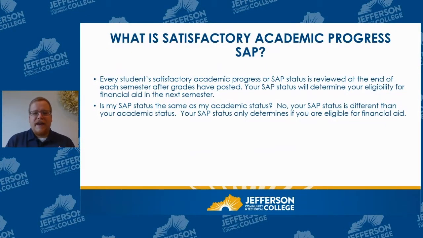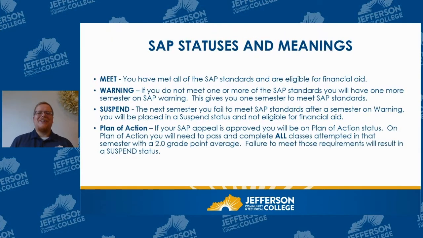Every student's Satisfactory Academic Progress, or SAP status, is reviewed at the end of each semester after your grades have posted. Your SAP status determines your eligibility for financial aid in the next semester. Is the SAP status the same as your academic status? Actually, it's not. Your SAP status is different than academic status and only determines if you are eligible for financial aid. If you have questions about your academic status, you would need to speak to an academic advisor with those questions.